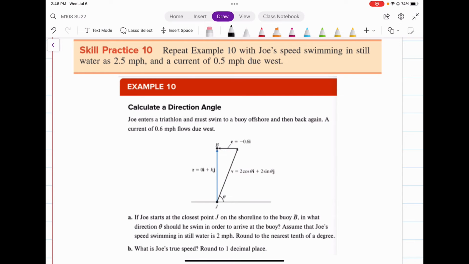Skill practice 10 asks us to repeat example 10, but change the still water swimming speed and the current. So I'm going to update the information now.